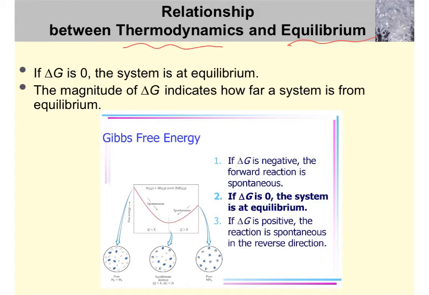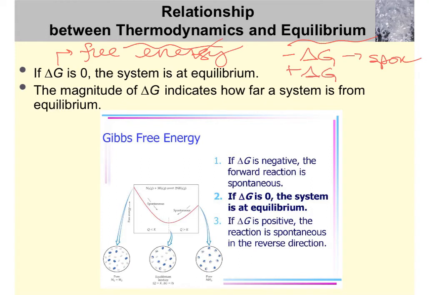So let me remind you a little bit about a couple of key concepts we learned in thermodynamics that pertain to equilibrium. Delta G, free energy. That was the term that told us whether or not a reaction is spontaneous. And if you remember, a negative value for delta G told us that the reaction was spontaneous. A positive change in free energy told us that the reaction is non-spontaneous, non-favorable.